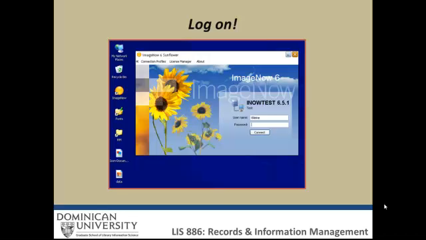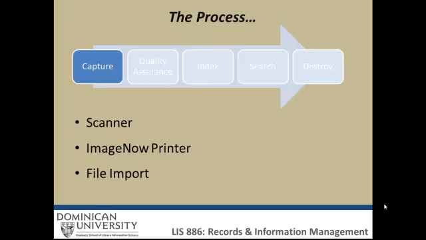A lot of these softwares also have mobile apps that are compatible with phones, iPads, tablets, different things like that. So you'll want to keep that in mind. Now, there is a 5-step process that all good electronic records management systems should have integrated, okay? The first one is called capture.